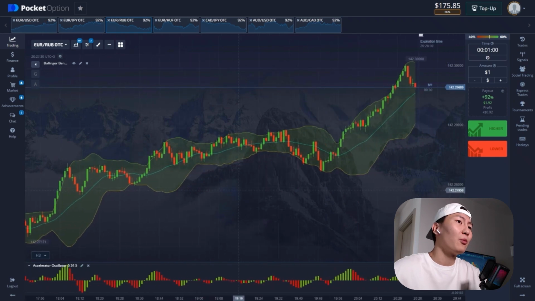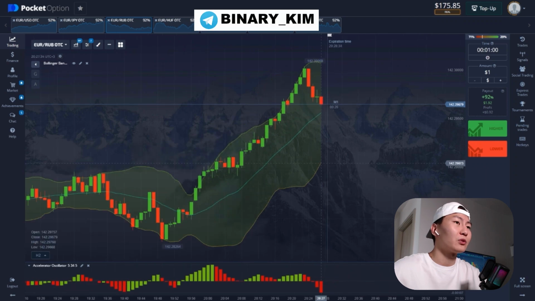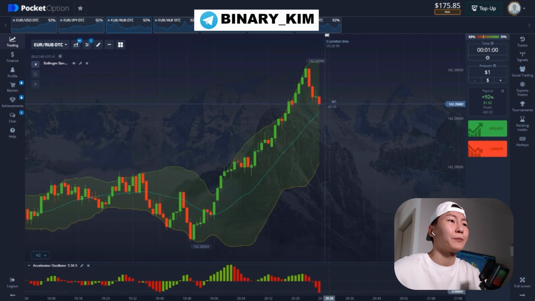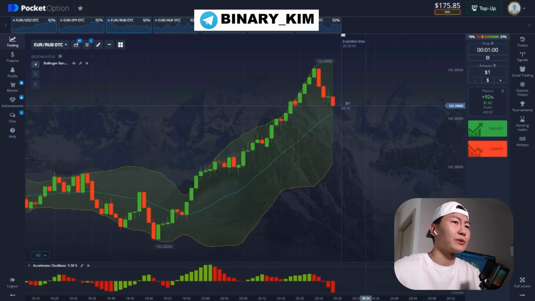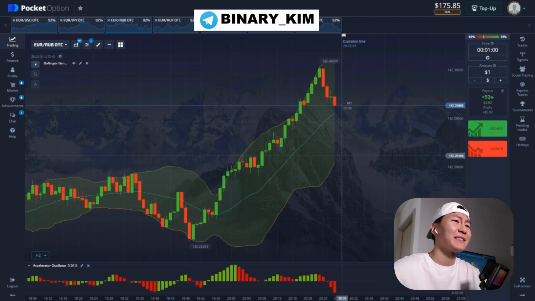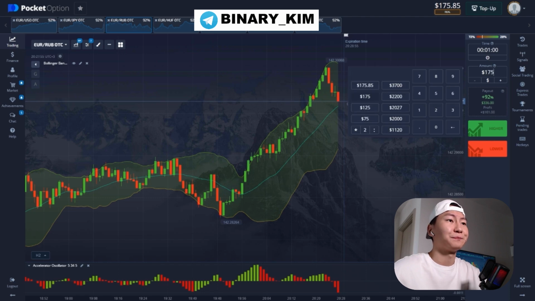So our main signal will be the touch of the upper or lower boundary of the Bollinger Bands, and also we are gonna watch the color of the histogram on the accelerator. And another signal is when the accelerator crosses the level 0. I'll show you how it works in practice. But before we get started, let's update the trade amount and let's begin the trading session.